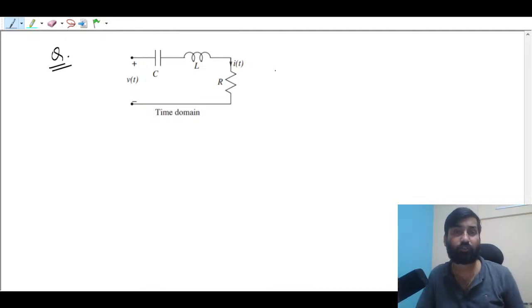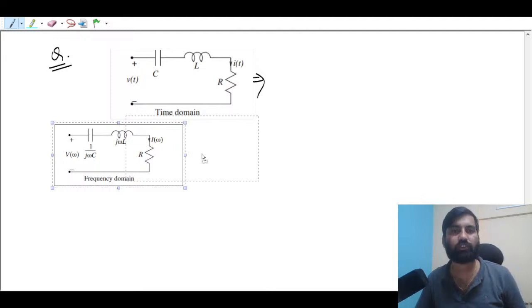So what you have to do? You have to first convert this into the frequency domain, right? So you can convert into the frequency domain. So I think this is clear, right? So how to convert? All the elements have to be replaced by their frequency domain description.